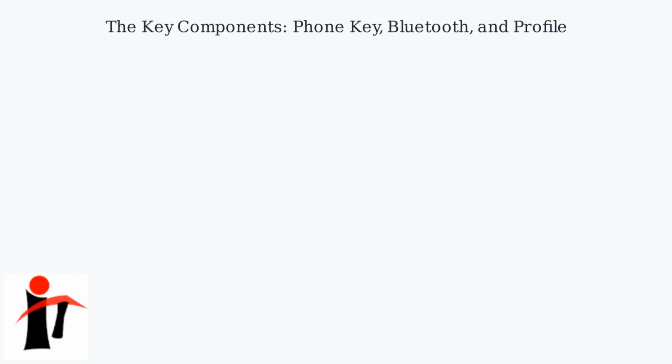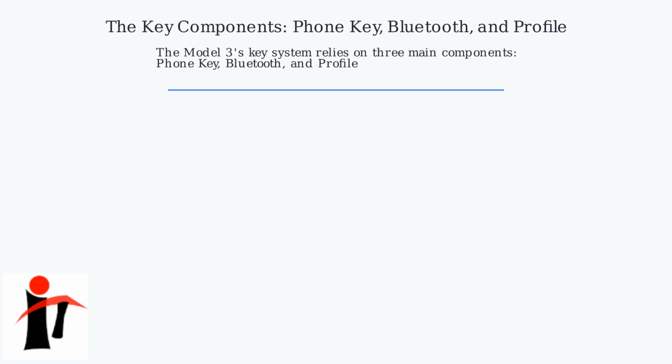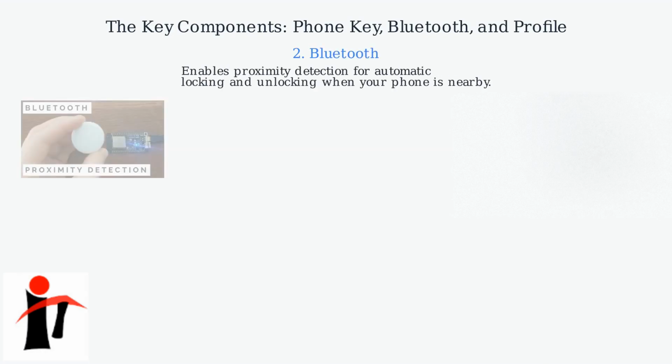The Model 3's key system relies on three main components: your phone using the Tesla app as a digital key, Bluetooth for proximity detection, and your Tesla profile for linked settings. The phone key uses the Tesla app as a digital key, communicating via NFC or Bluetooth Low Energy for authentication. Bluetooth enables proximity detection, allowing automatic locking and unlocking when your phone is within range, typically 10 to 15 meters.